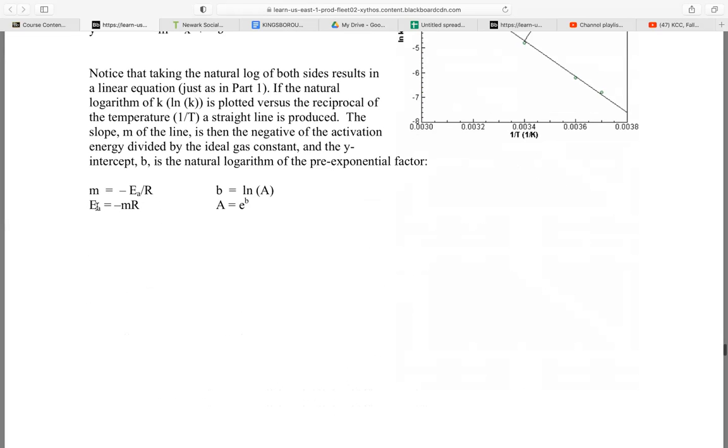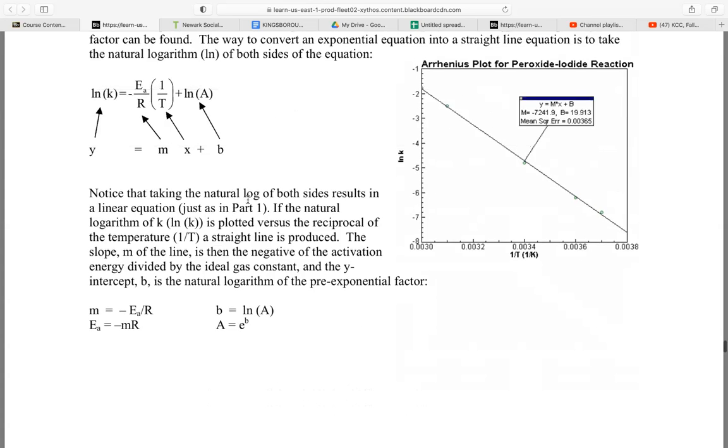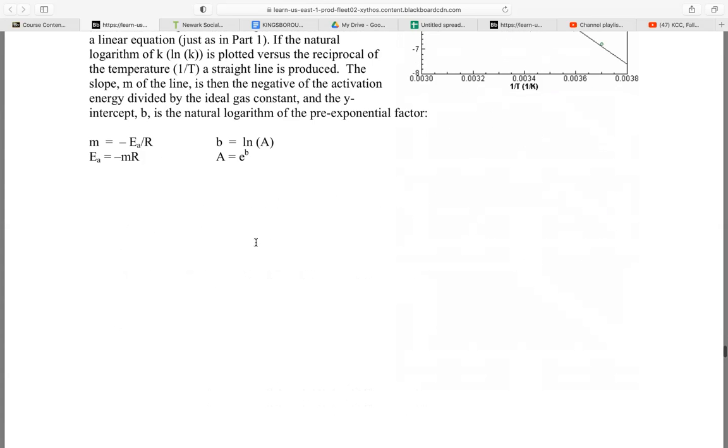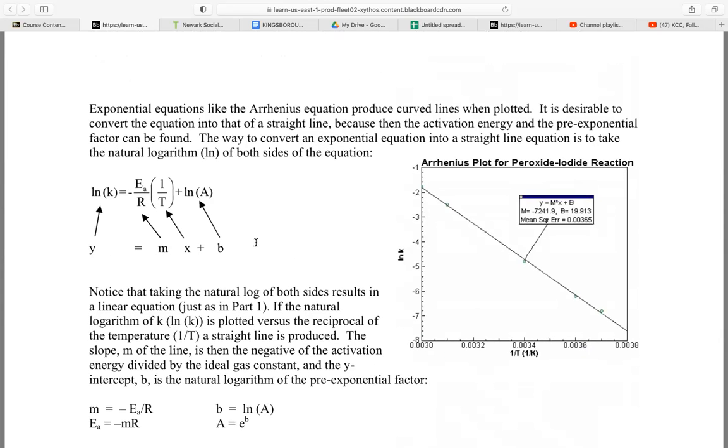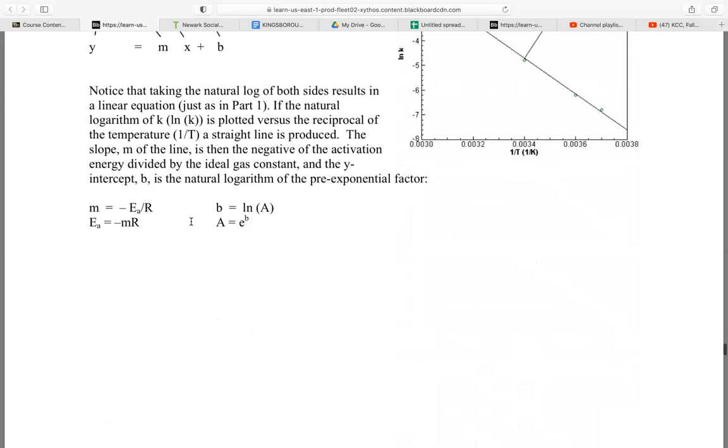The activation energy is just the negative of the slope times the gas constant R, and that gives you the activation energy. And for the Arrhenius constant, you just take E, the exponential, and raise it to the y-intercept. That'll give you that right there. So you'll have those 2 values. In that next to last question, it says, what is the activation energy? What is the Arrhenius constant? You're just going to report the values that you got.